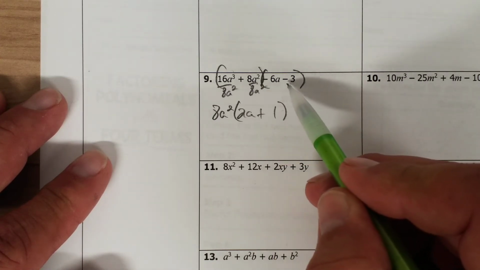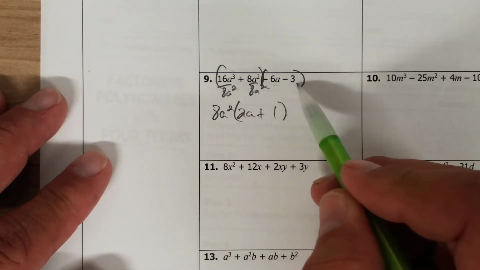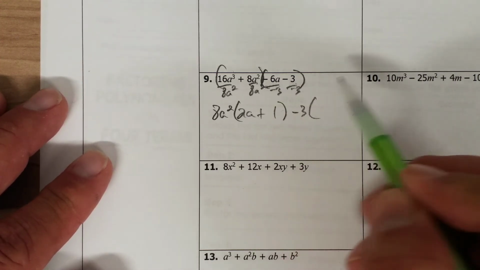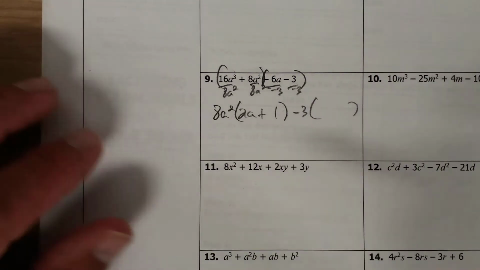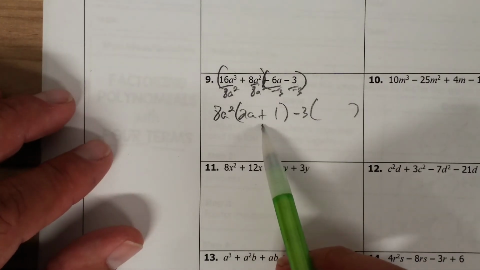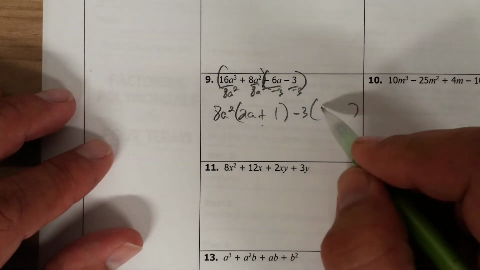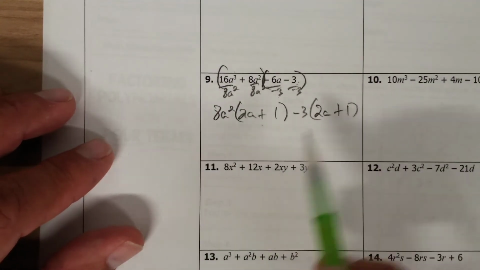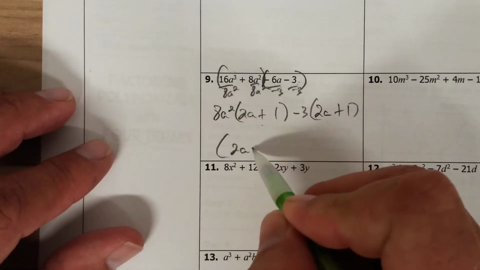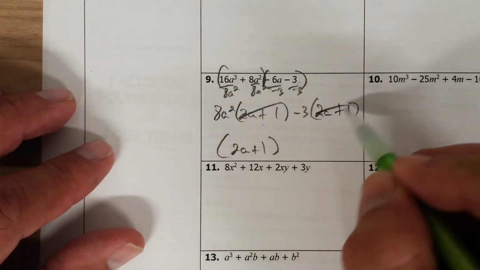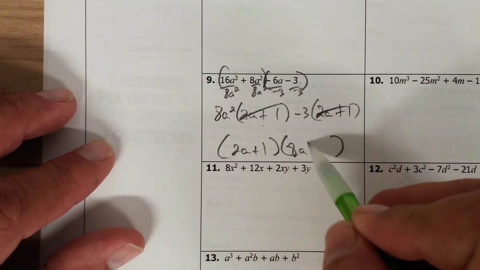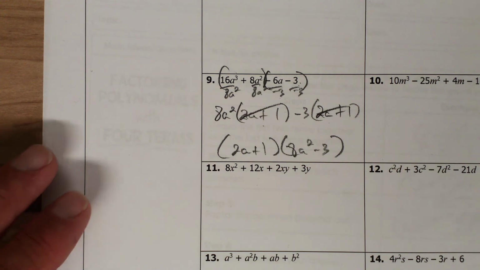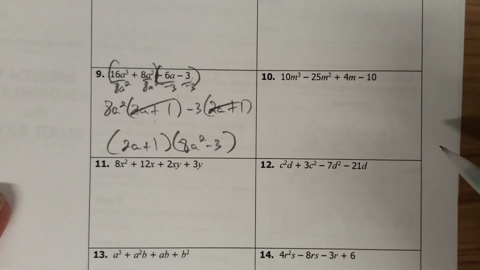I need a 2a plus 1 over here, so instead of factoring out a 3, I'm going to factor out a negative 3. You kind of have to investigate the problem to see what would get you these parentheses to match. Negative 6 divided by negative 3 is 2a. Negative 3 divided by negative 3 is positive 1. Now these parentheses match. So 2a plus 1 goes in one of the parentheses, and 8a squared minus 3 goes in the other parentheses. Okay, I want you to try number 10.